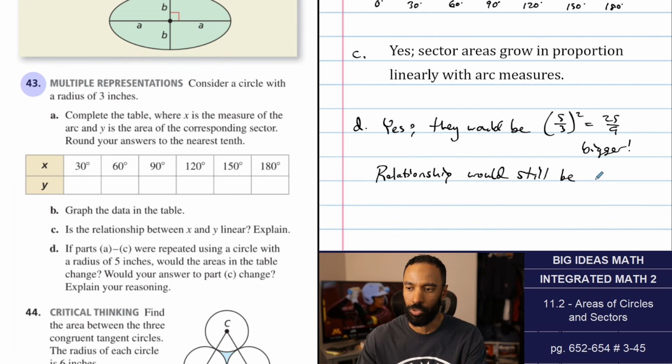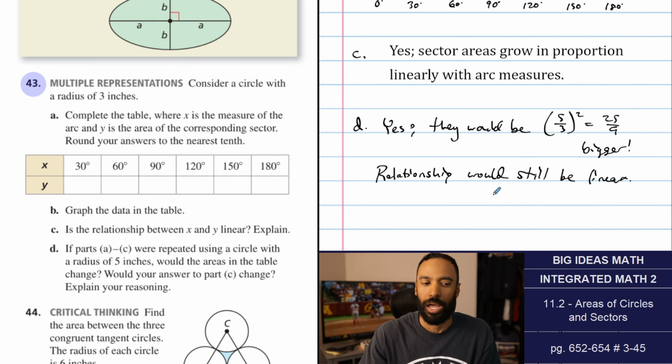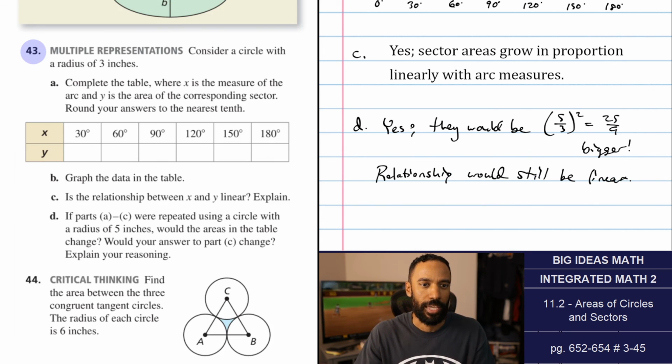Basically, I'd take the original one. Well, I'd take all of them and multiply by 25/9. Not rounded, of course, from before. Okay, 2 more questions. Number 44.